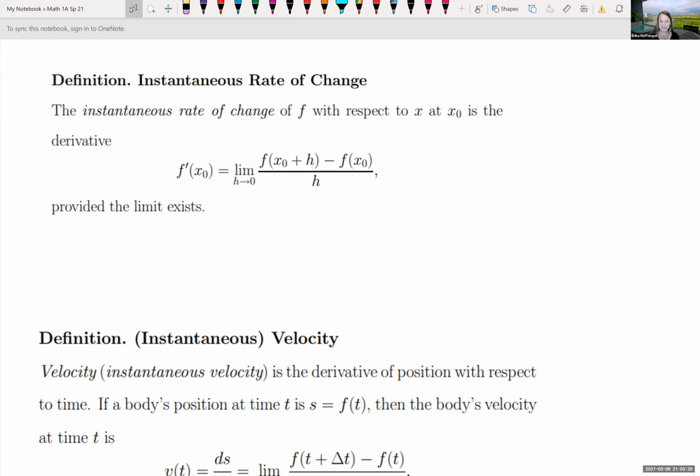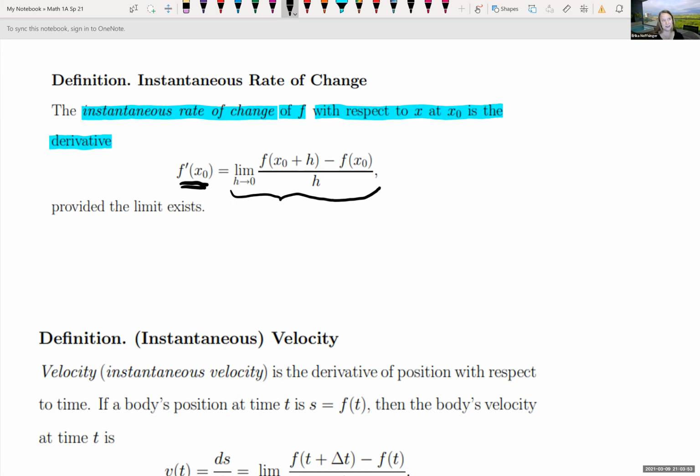The definition, instantaneous rate of change, doesn't sound like anything new, does it? So let's just read through it. The instantaneous rate of change of our function f with respect to x at x sub 0 is the derivative. So maybe it's a little different. We used a instead of x sub 0 before. The derivative of our function at that value x equals x sub 0 is equal to the limit as h goes to 0 of f of x sub 0 plus h minus f of x sub 0, and that whole thing is over h, provided again that the limit exists.